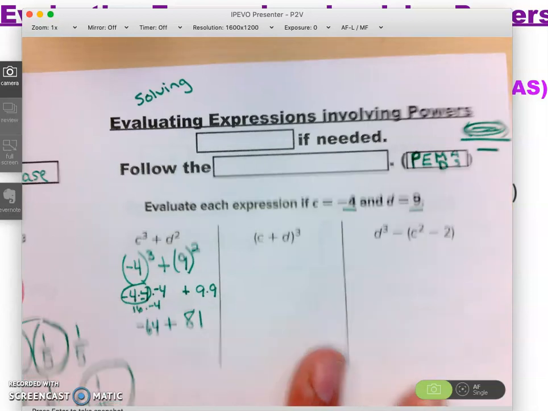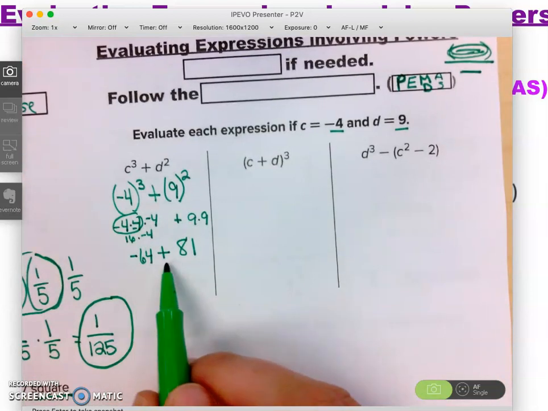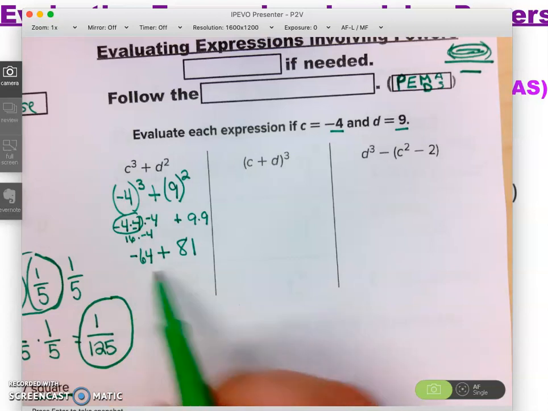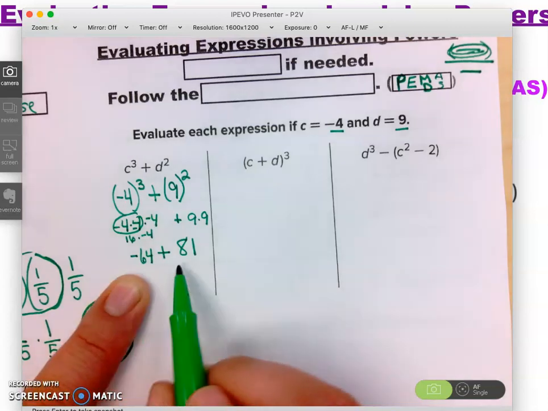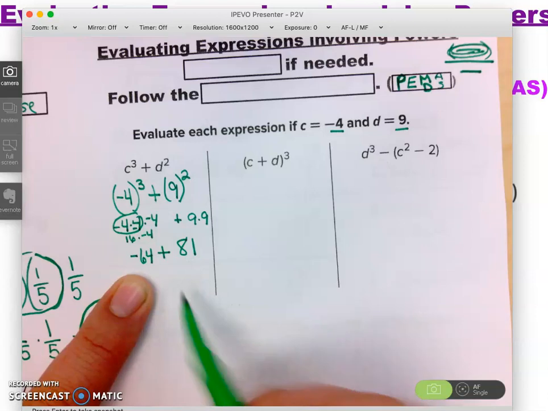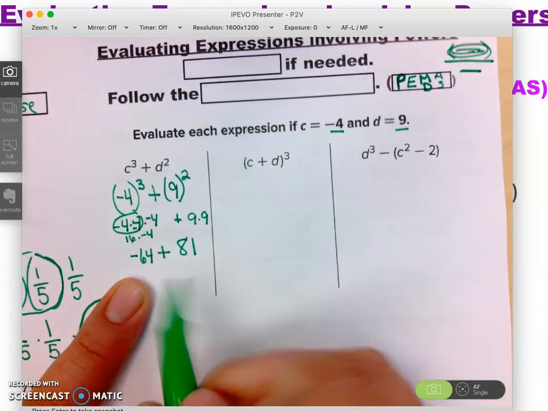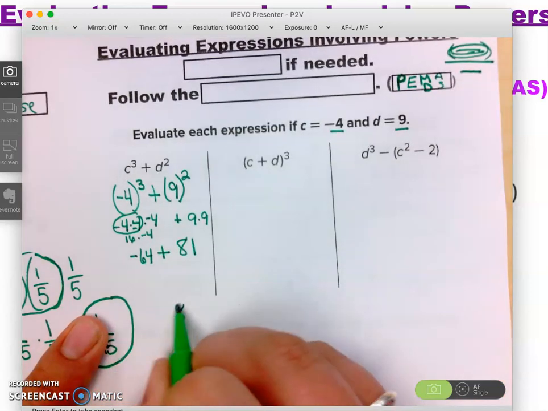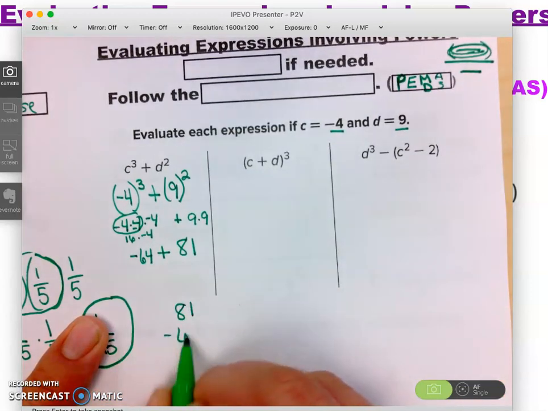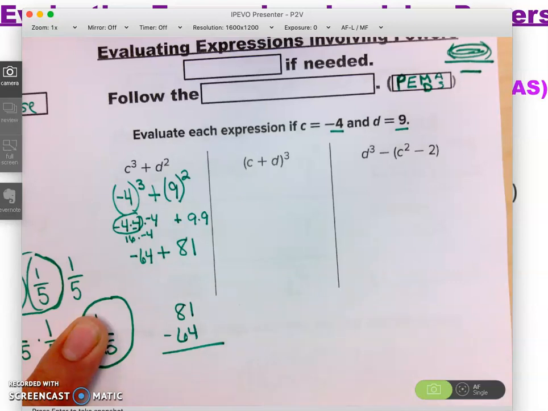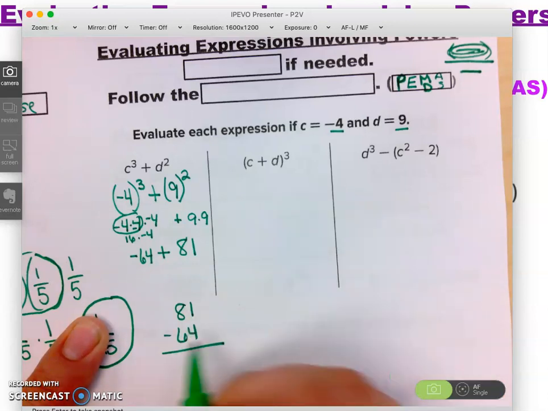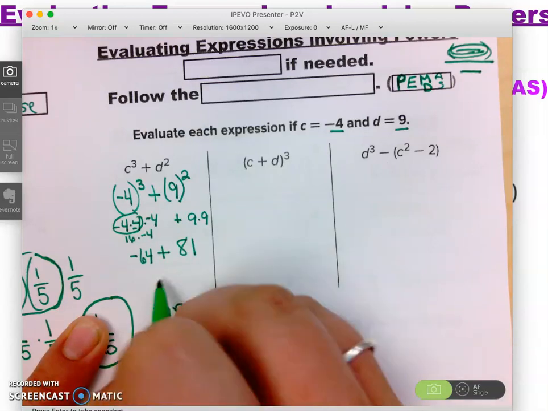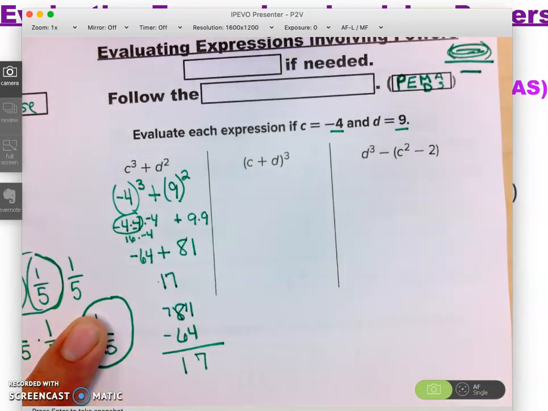Okay, so now I have a negative plus a positive. Just think about this. If I'm negative $64 in the hole, and someone gives me $81, I will get out of the hole, right? So my answer's got to be positive. So really, what I want to do is take the bigger number and subtract the smaller number, and then my answer will be positive, because I just figured out it will be positive. So 11 minus 4 is 7. 7 minus 6 is 1. So I have a positive 17.